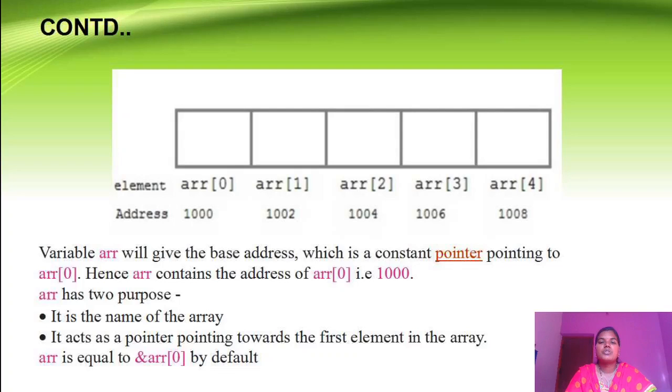And here arr is the name of the array, and the first element, arr[0], acts as a pointer. The first element of the array, arr[0], acts as the address for the entire array. That is nothing but it is stored in the pointer value.